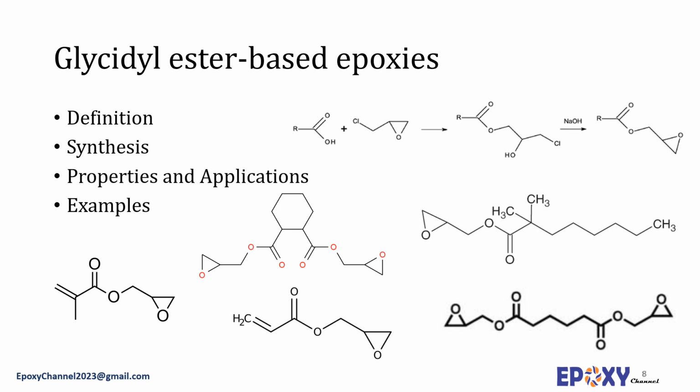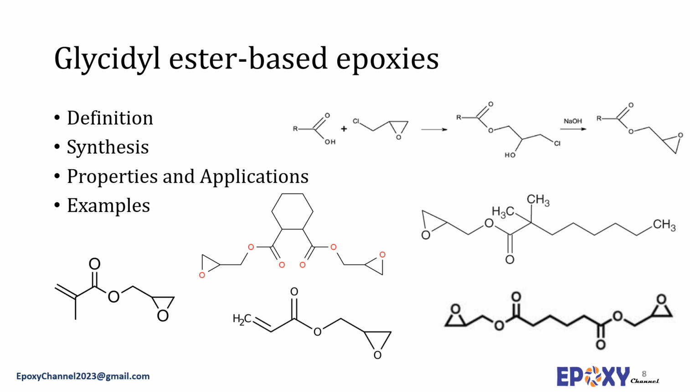Cardura E10P of Hexion is a neodecanoic acid glycidyl ester with a viscosity of 5 to 10 centipoise at 25 degrees Celsius and EEW of 235 to 244. It is a versatile reactive modifier that provides good moisture resistance while lowering the viscosity of an epoxy system. It helps to decrease the tendency of the epoxy resins to crystallize as well.